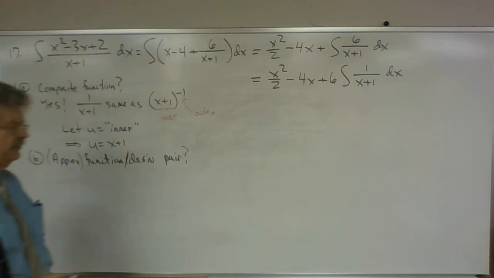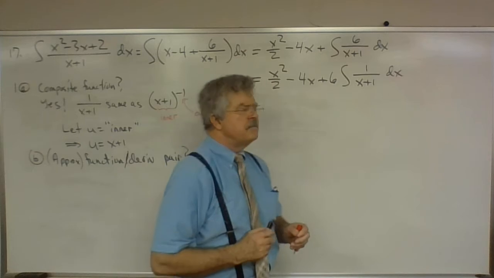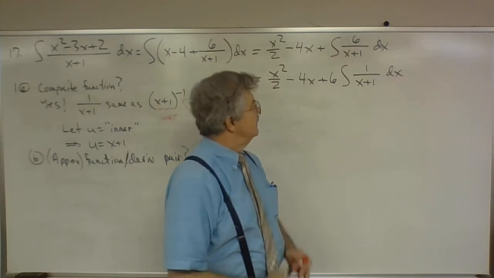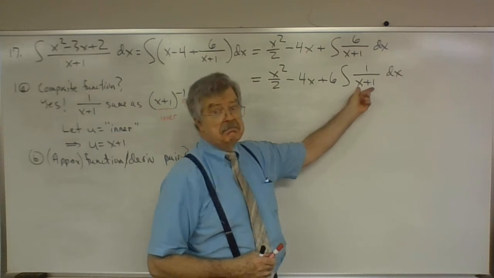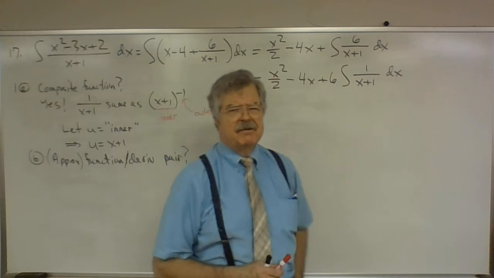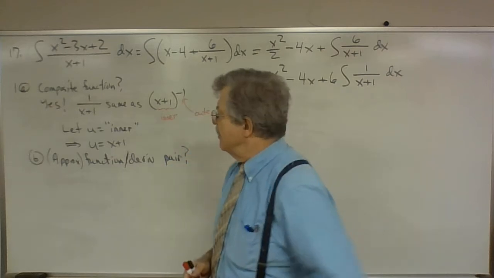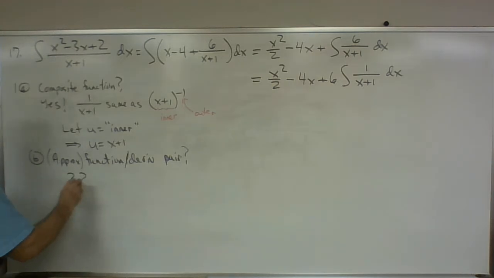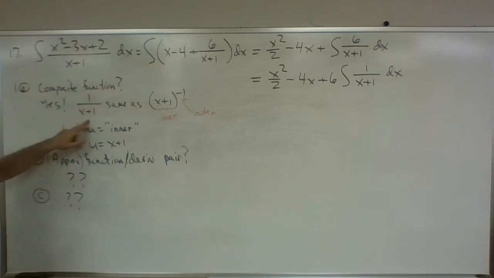You know, this one's kind of got me stumped. I don't see a function derivative pair there. But just on the strength of part A, where I have a composite function, I'm going to go ahead with u substitution.